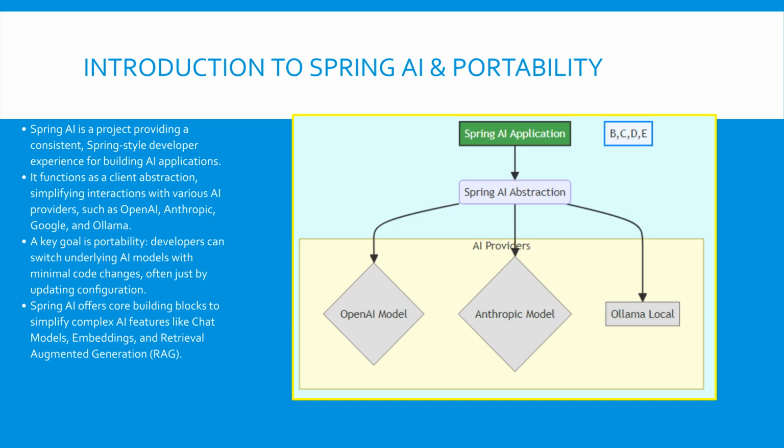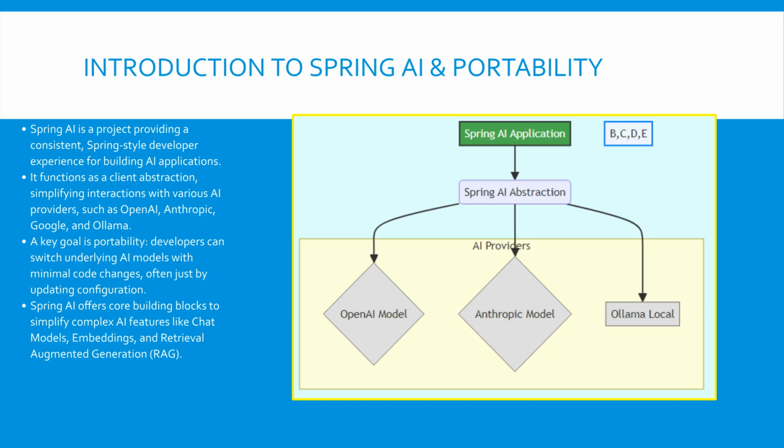This diagram shows how Spring AI simplifies talking to different AI providers using a single, consistent approach. On the left, we have your main Spring AI application. This application talks only to the Spring AI abstraction layer, represented by the green block. This abstraction layer acts as a translator or mediator. Notice how the abstraction layer can connect to multiple different AI services, such as OpenAI, Anthropic, or even a local model like Ollama. For developers, this means the application code remains the same, even if the actual AI brain changes, which is the definition of portability.